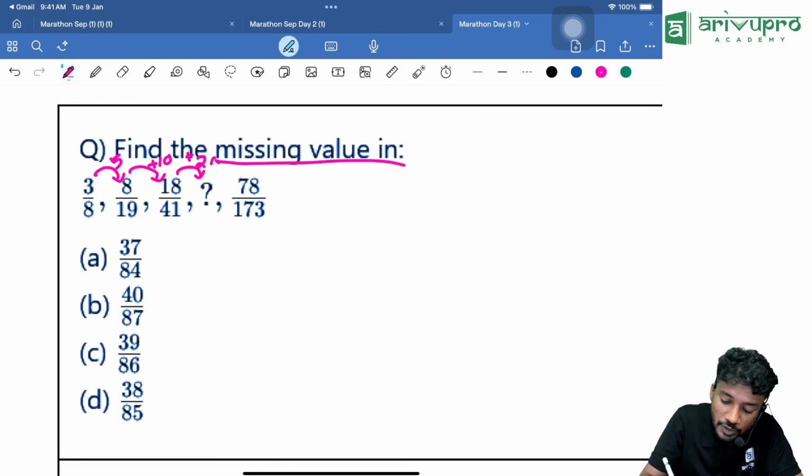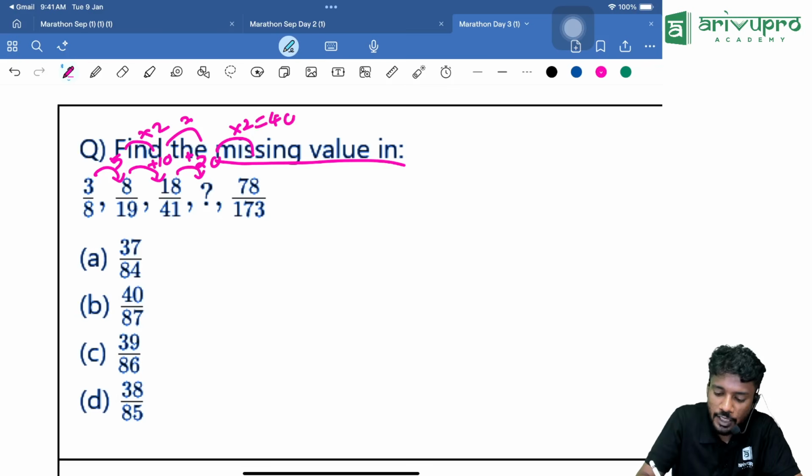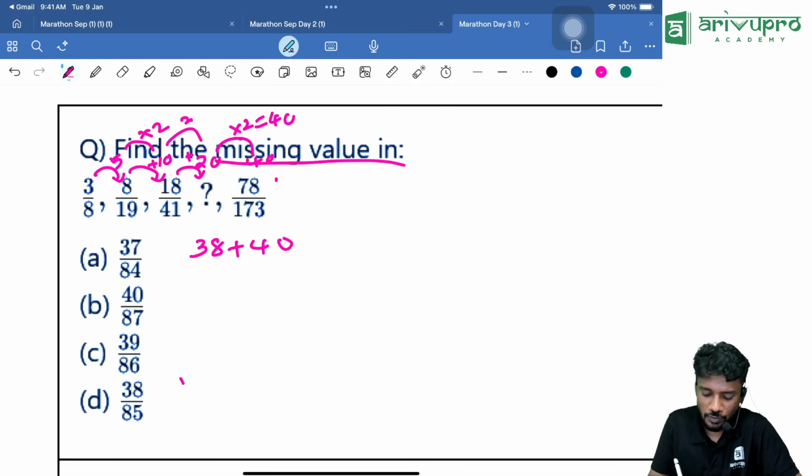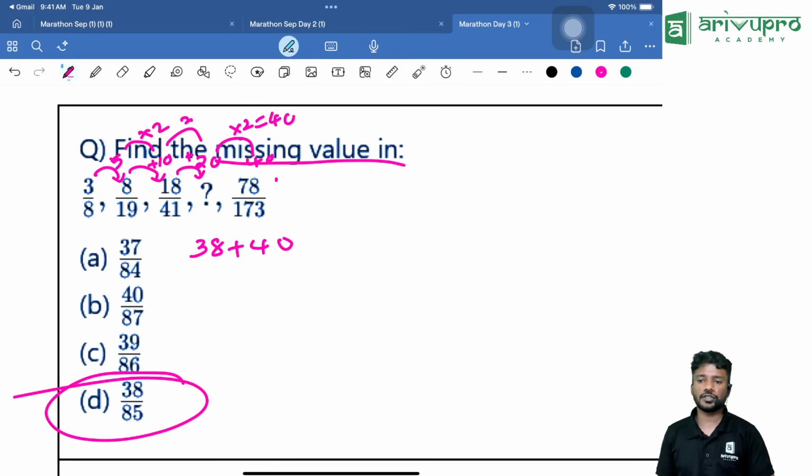Then it should be plus 20, and we are multiplying it by 2, by 2. Then the next number should be what? Into 2, that is 40. That means plus 40. 38 plus 40 is how much? 78. That means our assumption is right. Option D is your answer.